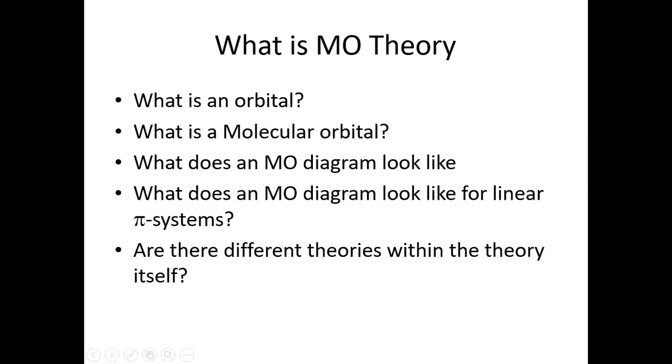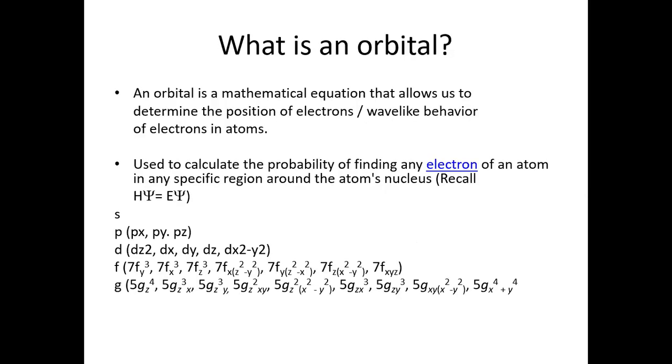more complex systems. So the questions that we're going to answer and talk about today are: what is an orbital, what's a molecular orbital, how to draw an MO diagram, and then MO diagrams for linear pi systems, and other theories within molecular orbital theory. So other kind of perturbations of the idea of molecular orbital theory, right?